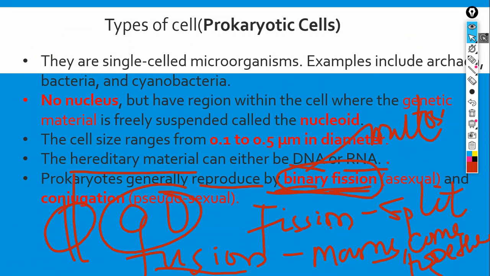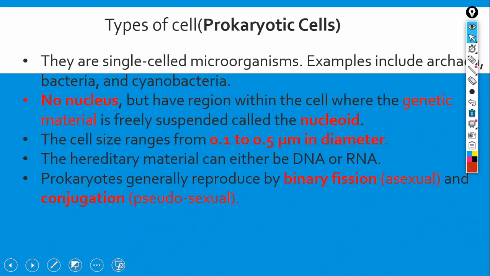All right. So let's go further now. Another mode of reproduction is also conjugation. So this is pseudosexual. Conjugation is not going to be exactly sexual. It's like a marriage, but it is a special form of sexual reproduction.